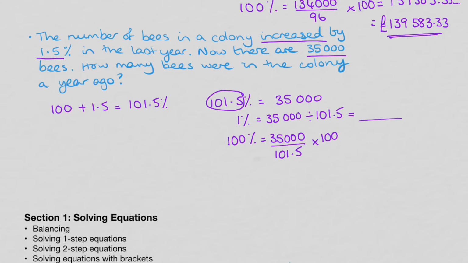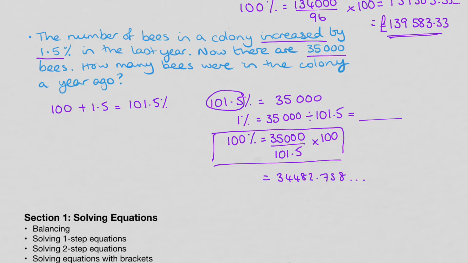We need to explain what we're doing. The key bit of working that you need, though, is this. You've got to show the 101.5 and the 100, unless you're dealing with a decimal. But in this method, you need to show what you're dividing by, what you're multiplying by, and then, of course, you're going to need your answer as well. So 35,000 divided by 101.5 times 100 is 34482.758 and some other numbers.